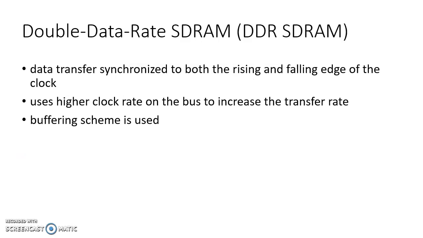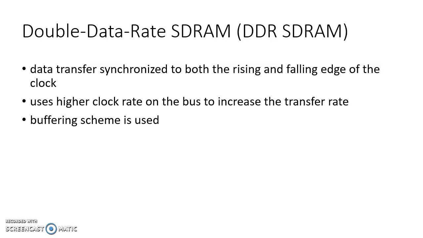And then double data rate synchronous DRAM, it's the same thing, but instead of just relying on the main beat of the clock, it can do it on the rising edge and the falling edge of the clock, and it has a higher clock rate. So it's still synchronized, it's just synchronized at a higher rate.